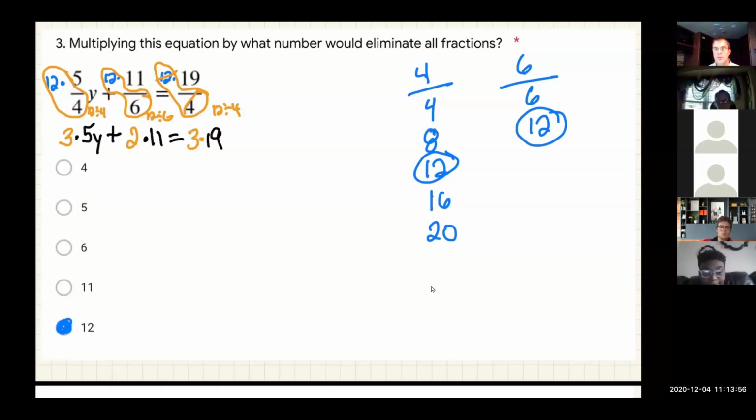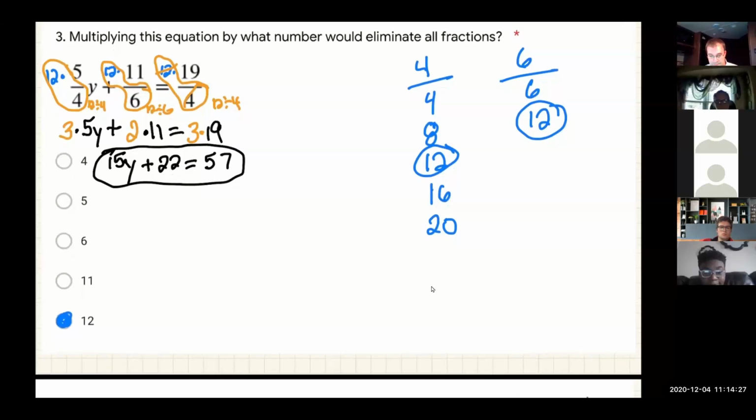I'm writing quite a bit more out than I normally would at this point, but what's important to me is that you learn the process. Once you learn this process, you can do it way more simply than this. This 3 times 5y gives us 15y. The 2 times 11 gives us 22. And the 3 times 19, that's trying my calculating skills, but I think we get 57 out of there. So this would have been the new equation. The problem didn't ask for it, but that's what would have been the new equation that we can then solve.